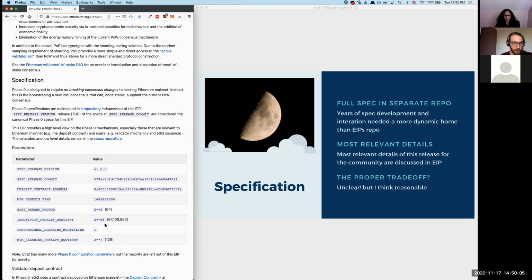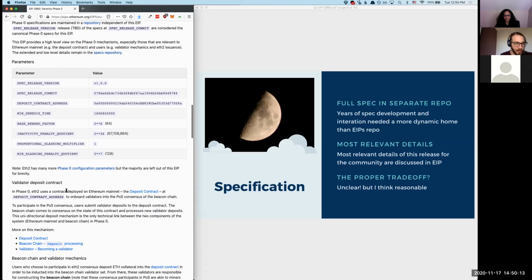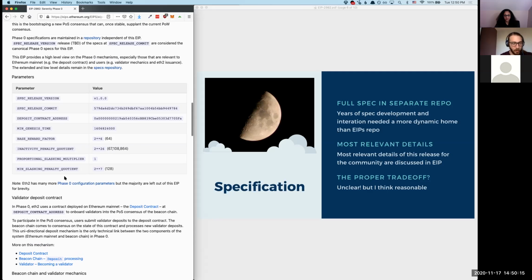penalty parameters, genesis time, that kind of stuff. The deposit contract, and some of these subsections, we get into these. What we tried to do here was expose some of the high-level concerns that community members and people that aren't too familiar with the ETH2 specs might want to think about and be able to talk about and reference. And so that's what we did here.